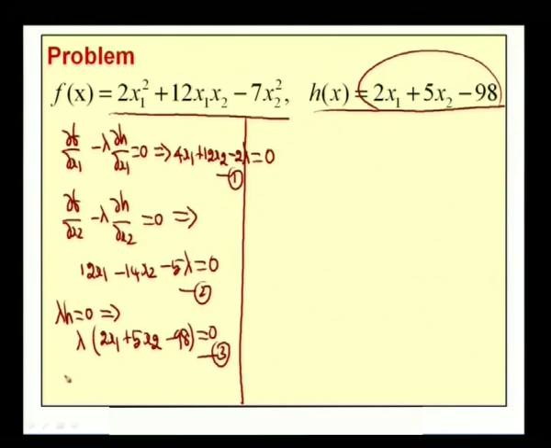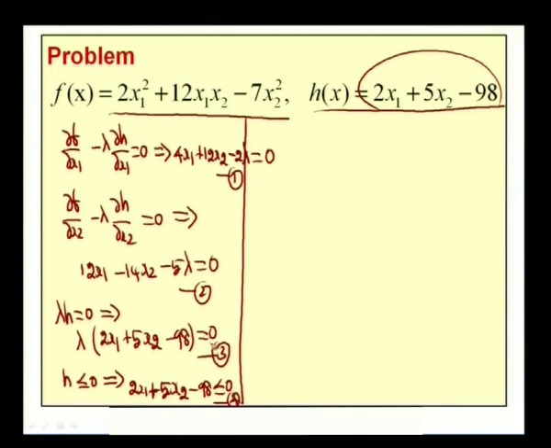Now, our next Kuhn-Tucker condition is h less than or equal to 0. For our problem, this gives us 2x1 plus 5x2 minus 98 less than or equal to 0. We name it as equation 4. The fourth Kuhn-Tucker condition is lambda greater than or equal to 0. Lambda is a Lagrangian multiplier.